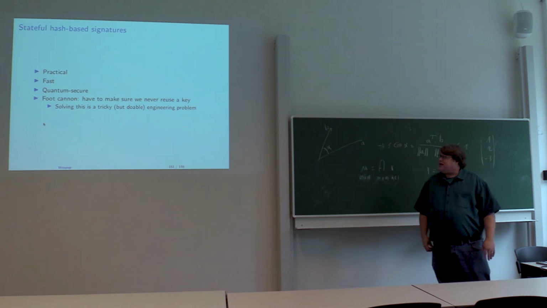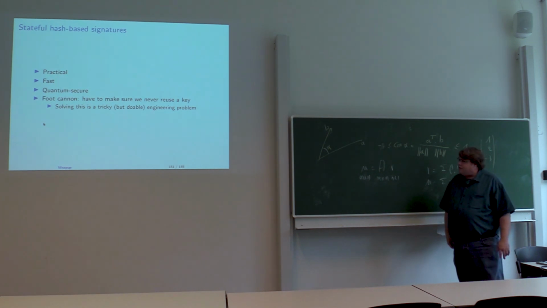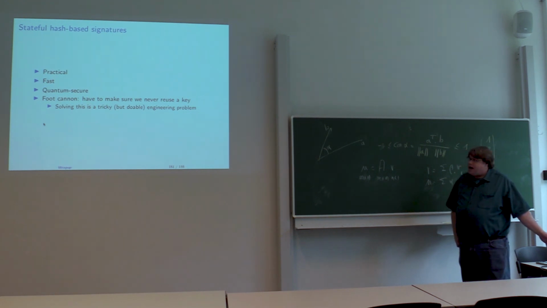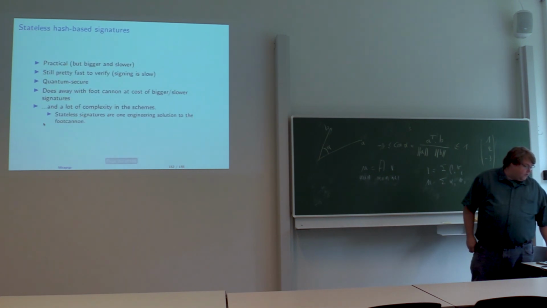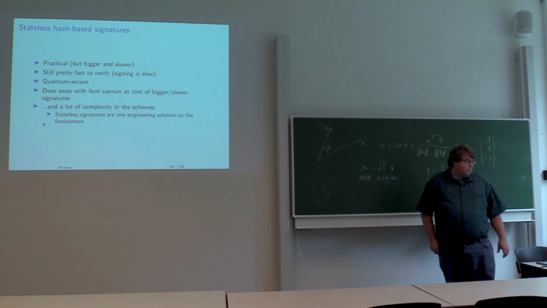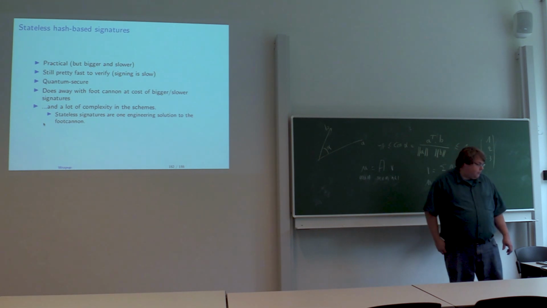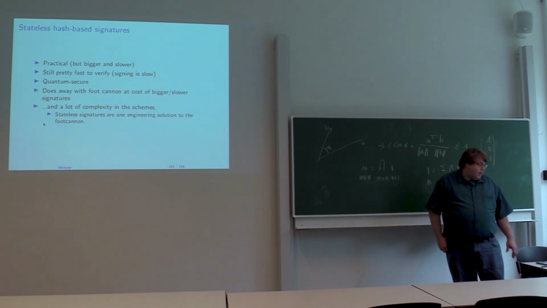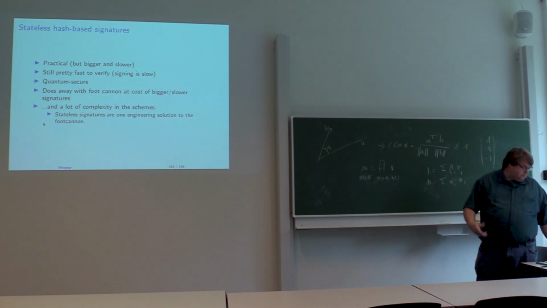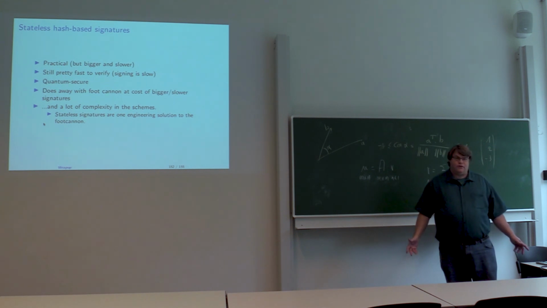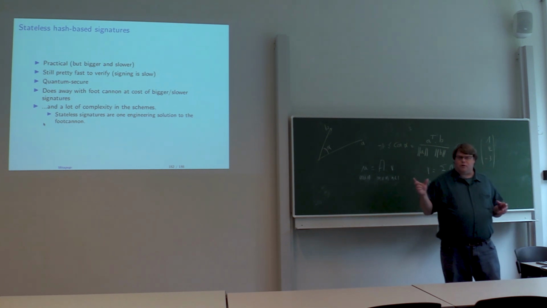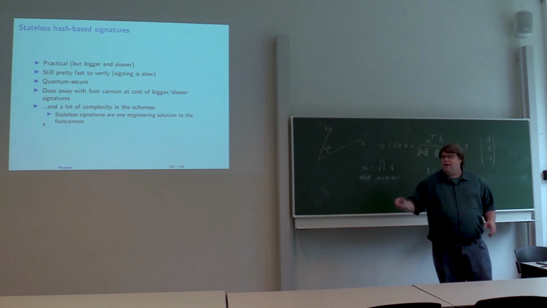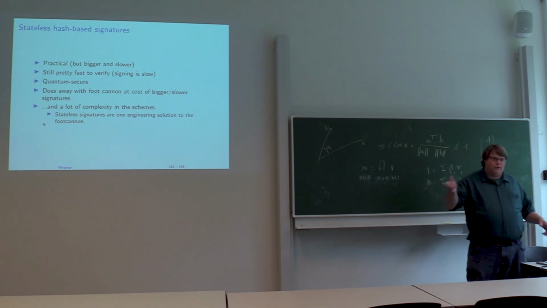So kind of thinking about stateful hash-based signatures, they're practical, they're fast, they're quantum secure, they're great as long as you can convince yourself that you won't reuse the state. You won't reuse a key. Stateless signatures are a lot bigger and slower, but they are kind of arguably practical. Verification is still usually pretty fast. And it does away with the foot cannon at the cost of these bigger, slower signatures. So if you think of stateful hash-based signatures and you say, I'd like to find some good crypto solution to the reuse of state problem, stateless hash-based signatures are basically one attempt. They're one way of solving that problem by saying, well, we'll just randomize the choice.